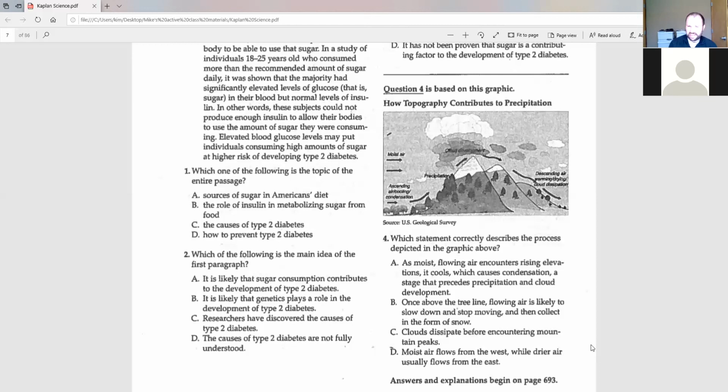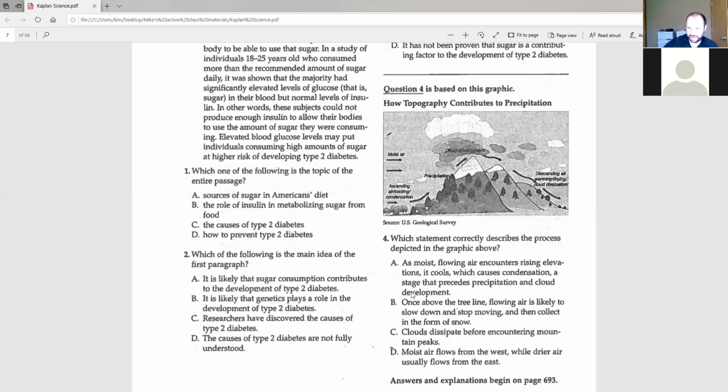Okay? C, clouds dissipate before encountering mountain peaks. Okay? Where do I see clouds dissipate? Cloud dissipation, right here at the end. And is that before, in the mountains, or after the mountains? The clouds dissipate after encountering the mountains, right? The moist air goes up, clouds form, go over the mountains, and then they dissipate. So C is just a false statement.